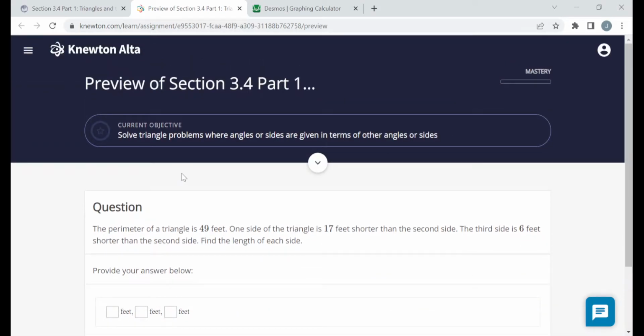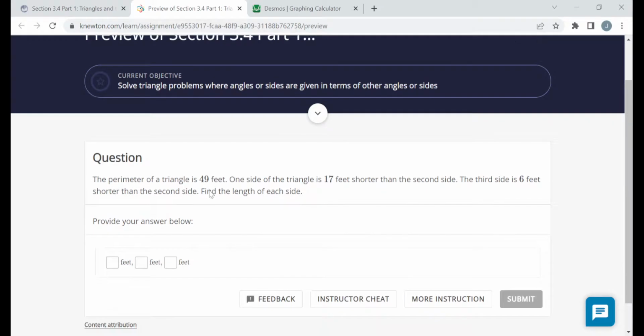So the first objective I'm looking at here is solve triangle problems where angles or sides are given in terms of other angles or sides. I'll read this question and then I'll say a few things about it. Some things you need to know about particular words, like the word perimeter. So we have here the perimeter of a triangle is 49 feet. One side of the triangle is 17 feet shorter than the second side. The third side is 6 feet shorter than the second side. Find the length of each side.